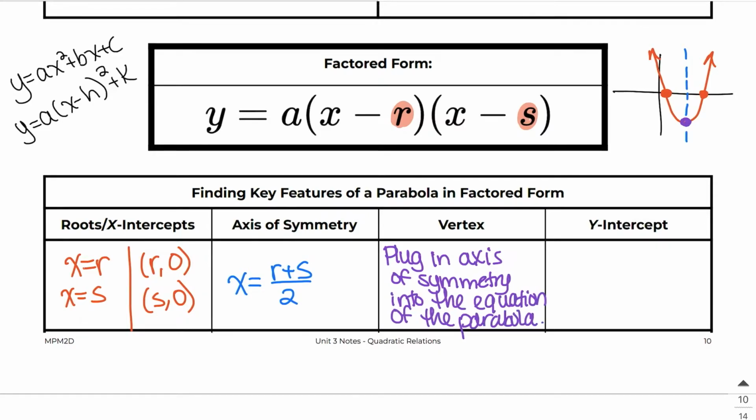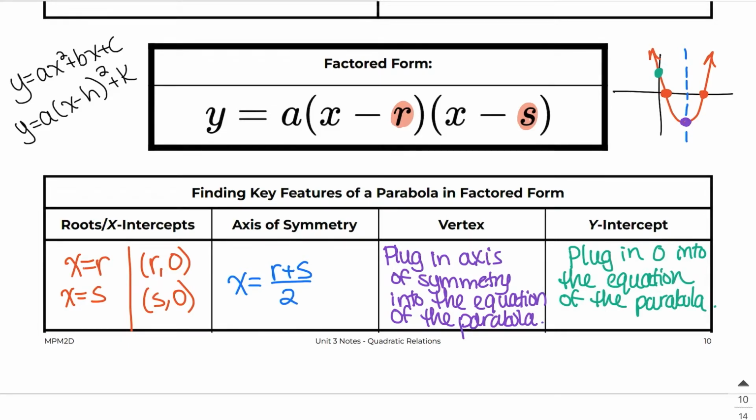And then lastly, the y-intercept will always happen when x is 0, always. The y-intercept, no matter where your graph is, your y-intercept's x value is always going to be 0. So we always have to plug in 0 into the equation of the parabola.